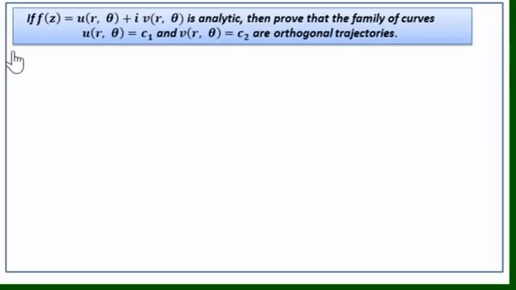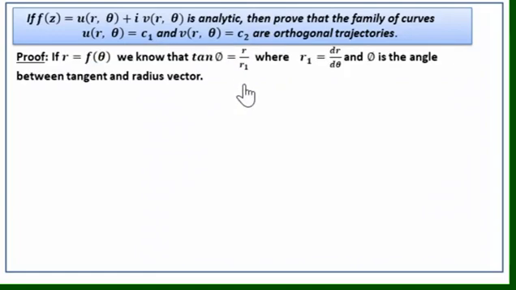Next, suppose f of z equal to u of r,θ plus i v of r,θ is analytic. Then we can prove that the family of curves u of r,θ equal to c1 and v of r,θ equal to c2 are orthogonal trajectories. Okay, we know that if r is a function of θ, then tan φ is equal to r by r1, where r1 is dr by dθ, and this φ is the angle between the radius vector and the tangent.